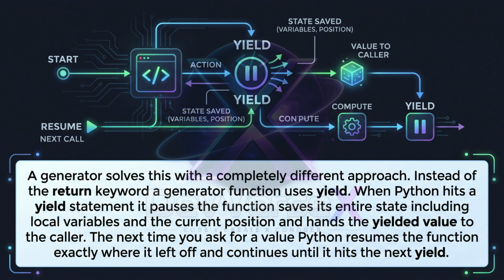A generator solves this with a completely different approach. Instead of the return keyword, a generator function uses yield. When Python hits a yield statement, it pauses the function, saves its entire state, including local variables and the current position, and hands the yielded value to the caller. The next time you ask for a value, Python resumes the function exactly where it left off and continues until it hits the next yield.